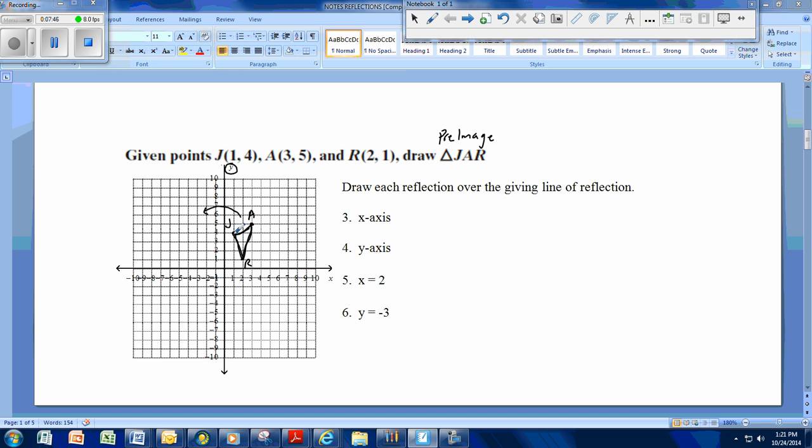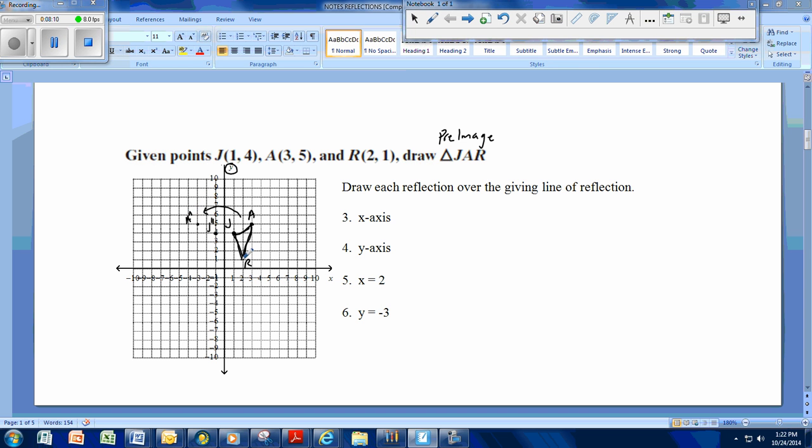J is 1 space away from the y-axis, so if I flip it over, it should land right here. That's J prime. Actually, we'll call that double prime, since we already had one before. A is 1, 2, 3 spaces away. So I'm going to line it up correctly. 1, 2, 3 spaces away. There's A double prime.